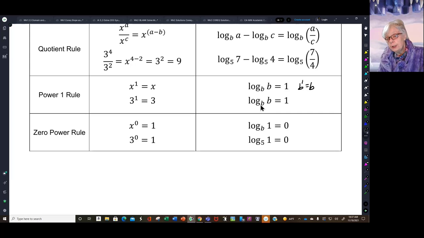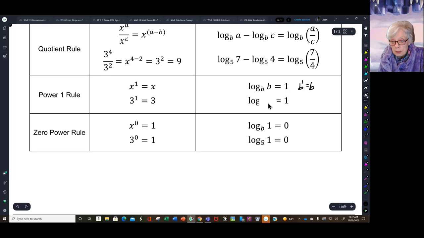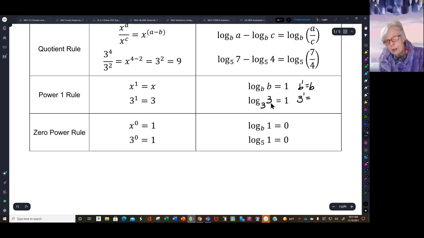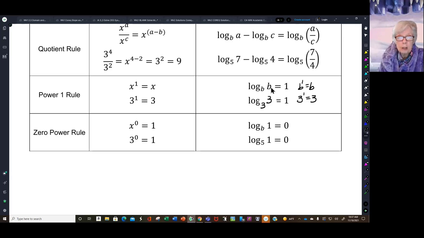And I didn't change to numbers here. Well, I can do that now. Let's do it now. Okay. Let's take log base 3 of 3. Log base 3 of 3 is 1. Why? Because the base raised to that exponent equals the argument. So this is true only when the base and the argument are the same.